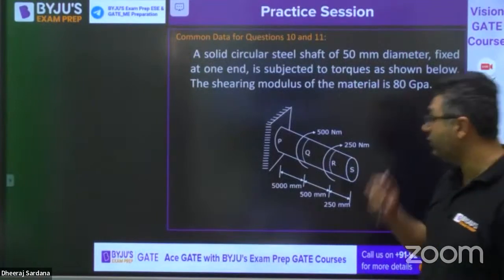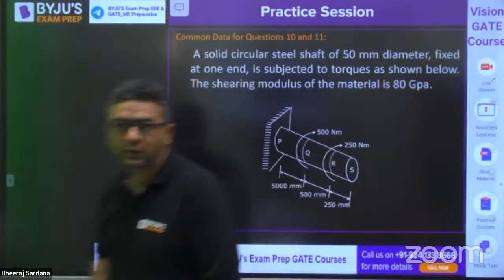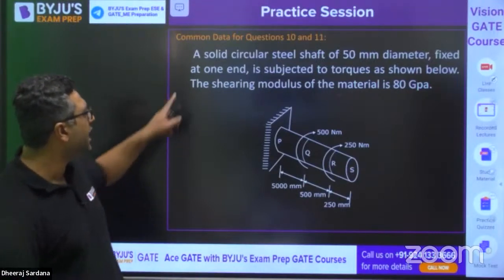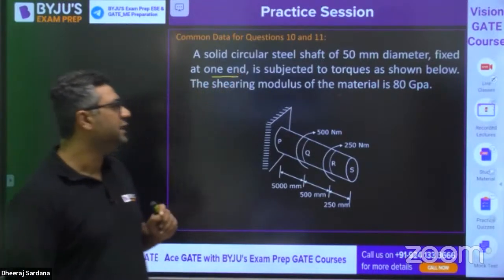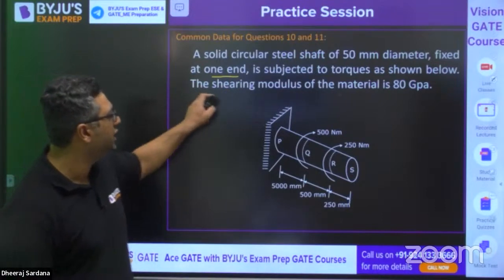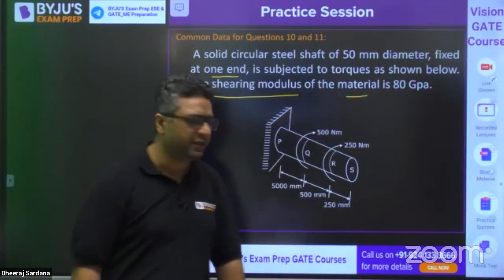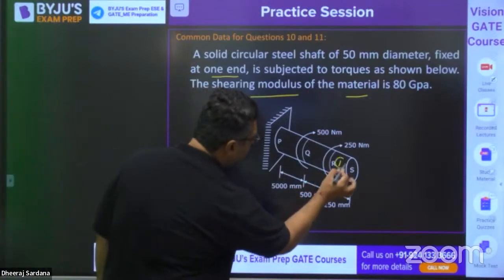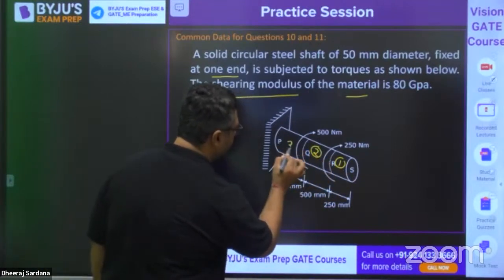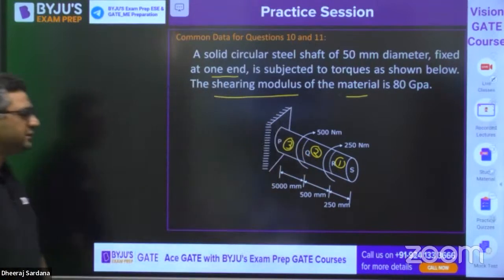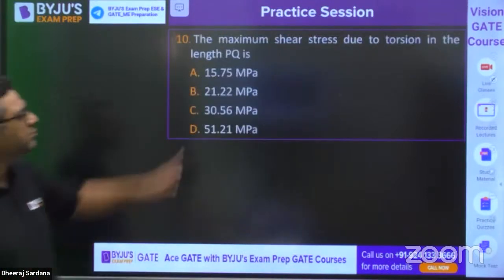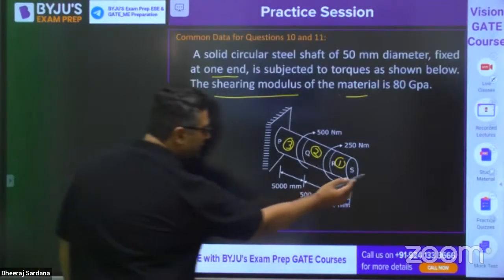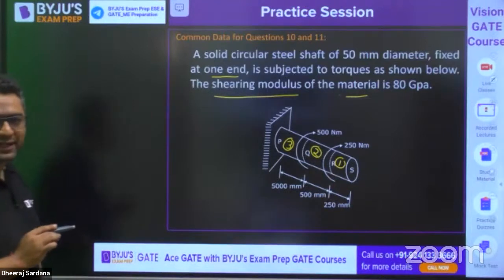Moving further, guys, now we are coming to the torsion topic. If you see this question: a solid circular shaft of 50 mm diameter fixed at one end is subjected to torque as shown in the figure. The shearing modulus of the material is 80 GPa. I am dividing the shaft into three parts: first, second, third. They are asking the maximum shear stress due to torsion. You know that the diameter is the same throughout. It is a prismatic shaft.